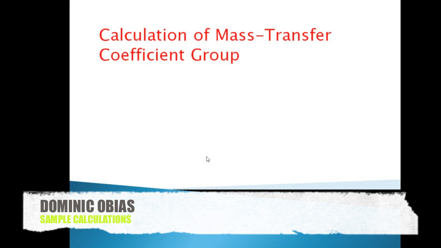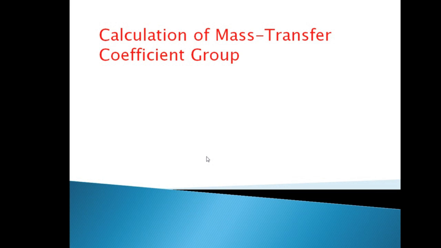One of the problems involved in cooling tower is the calculation of mass transfer coefficient. I'm Niebres Obias, and now I will be presenting to you the sample calculation for cooling tower.